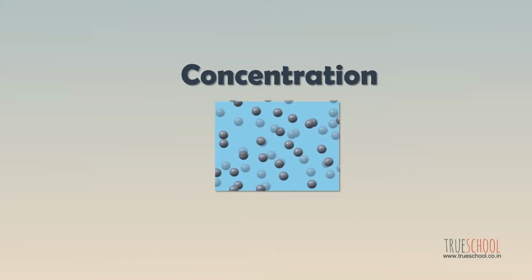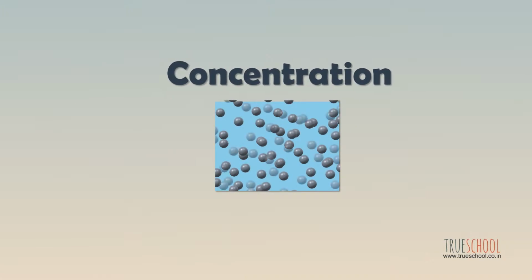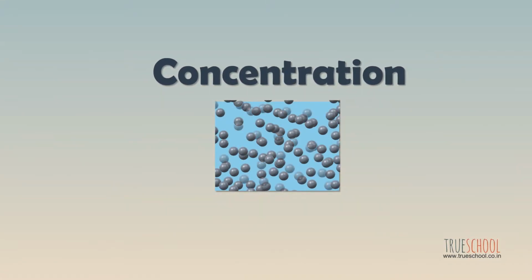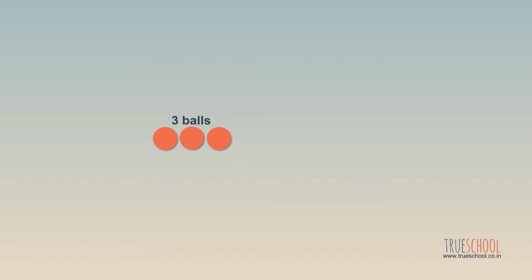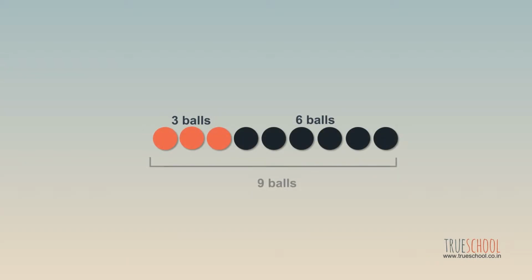Now we will learn different ways to express the concentration of a substance in a solution. We start with an example. If we have 3 red balls and 6 black balls, we would say red ball is 1/3 of the total number of balls and black is 2/3 of the total number of balls. We say this is the fraction of each type of balls.